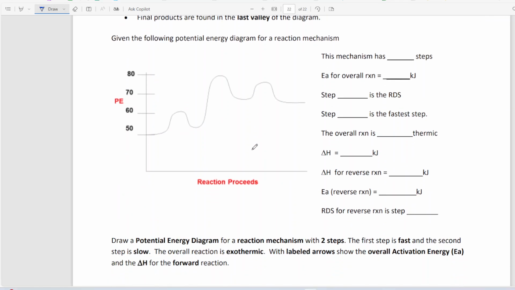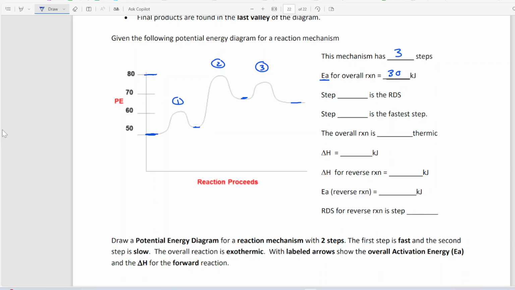So here's an example. Given the following potential energy diagram for a reaction mechanism, answer the following questions. First off, how many steps does this mechanism have? Well, reactants to products, there's 1 step. Reactants to products, that's 2 steps. Reactants to products, that would be 3 steps. So this is a 3-step reaction mechanism. If I asked you for the activation energy for the overall reaction, you'd be going from reactants to the highest bump. We're going to assume that the highest bump goes up to 80. So the overall activation energy would be 50 to 80, which is 30 kilojoules.